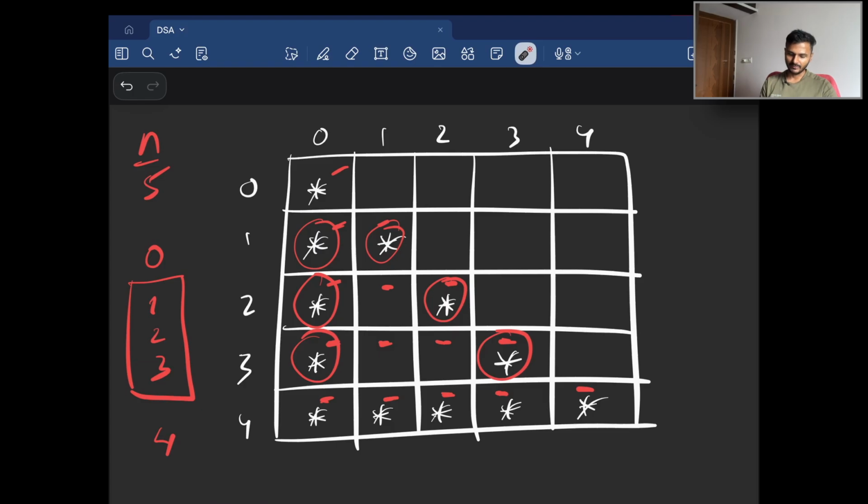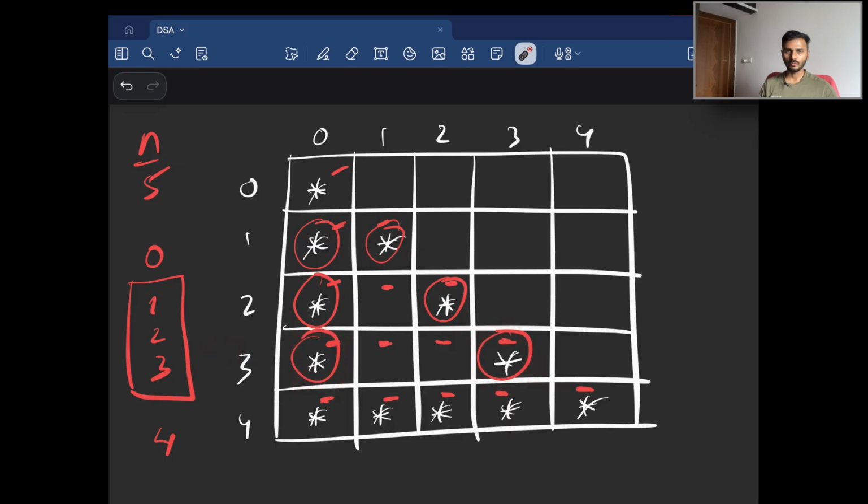Well, the first position will always be when j is 0, right? For each of the row. And the last position will be when j will be equal to the row number. That is, assuming that row number is stored in I and it goes from 0 all the way up to n minus 1. So if I take the row number 1, the first position is 0, the last position is 1. If I take row number 2, first position is 0, last position is 2. For row number 3, first position is 0, last position is 3, right?